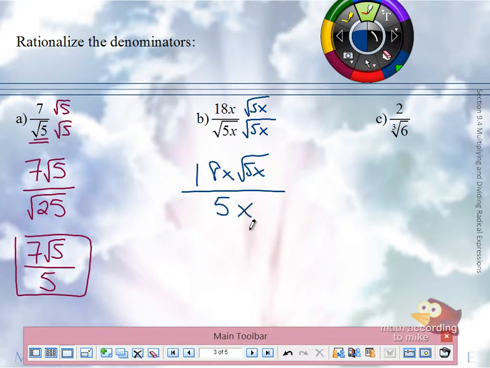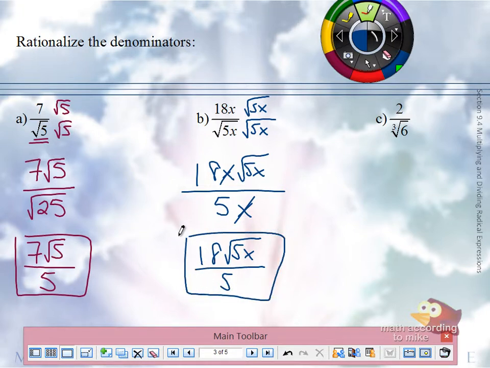But unlike part A, we have some cleaning to do. What cleans up now? The x's. Can I reduce the 5's? No. The one 5 is underneath the radical, the other 5 is outside.